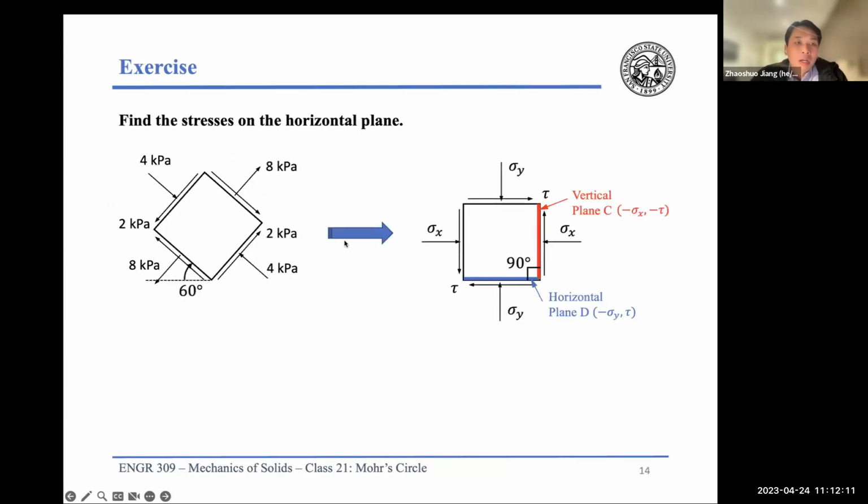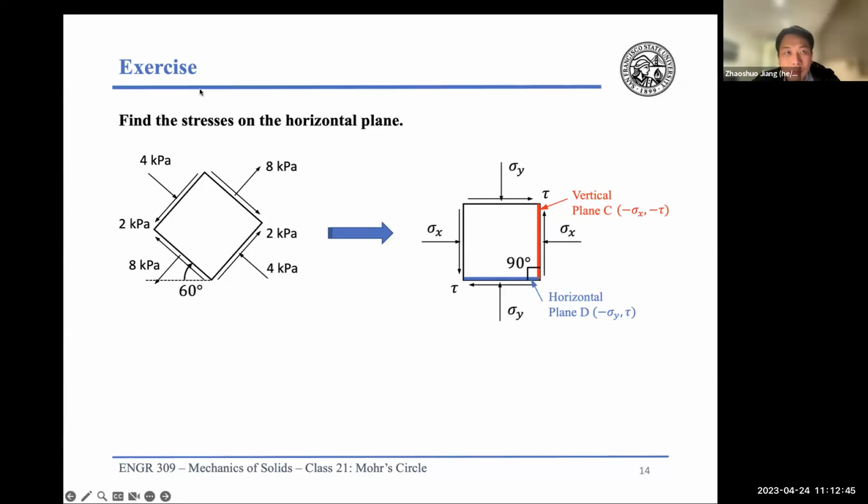Now, the question comes: what if we start with a small cube that is already rotated certain degrees from the horizontal plane? And now what we would like to know is what are the stresses on the small cube in a position like what we saw at the beginning, horizontal and vertical? How would we calculate those stresses?